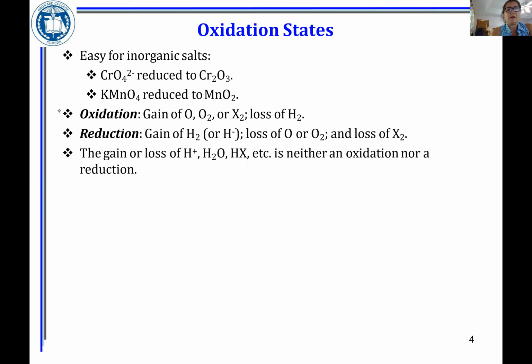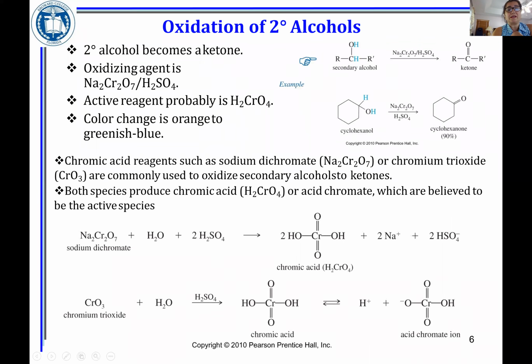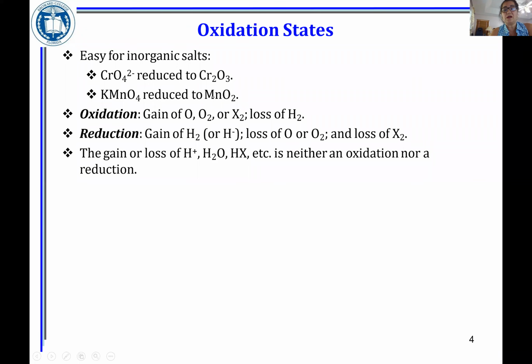So some inorganic reagents that you already know: chromic acid is an oxidizing agent, and permanganate is an oxidizing agent. The definition for oxidation, as I said already, is gain of oxygen, like one oxygen or two oxygen. Gain of halogen, if it gains two halogens, is going to be oxidation. So gain of X2 is oxidation. Loss of H2 is oxidation.